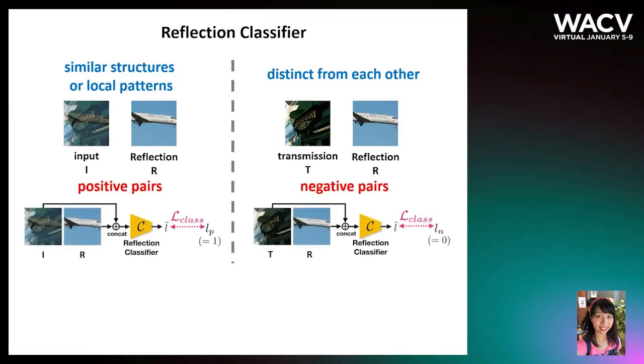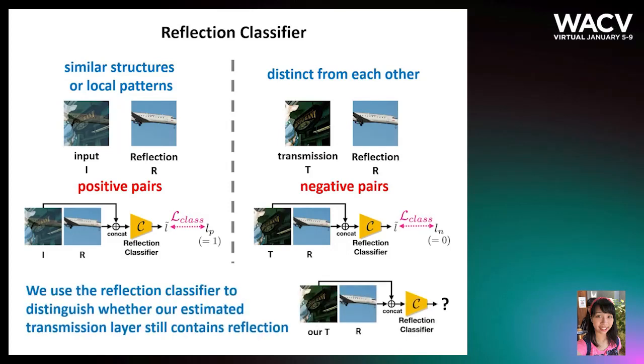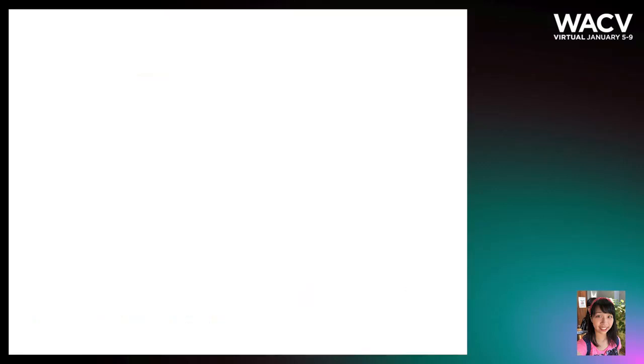Therefore, we can train the reflection classifier based on the positive pairs composed of I and R, as well as the negative ones composed of T and R. We can then use the reflection classifier to distinguish whether our estimated transmission layer still contains reflection.